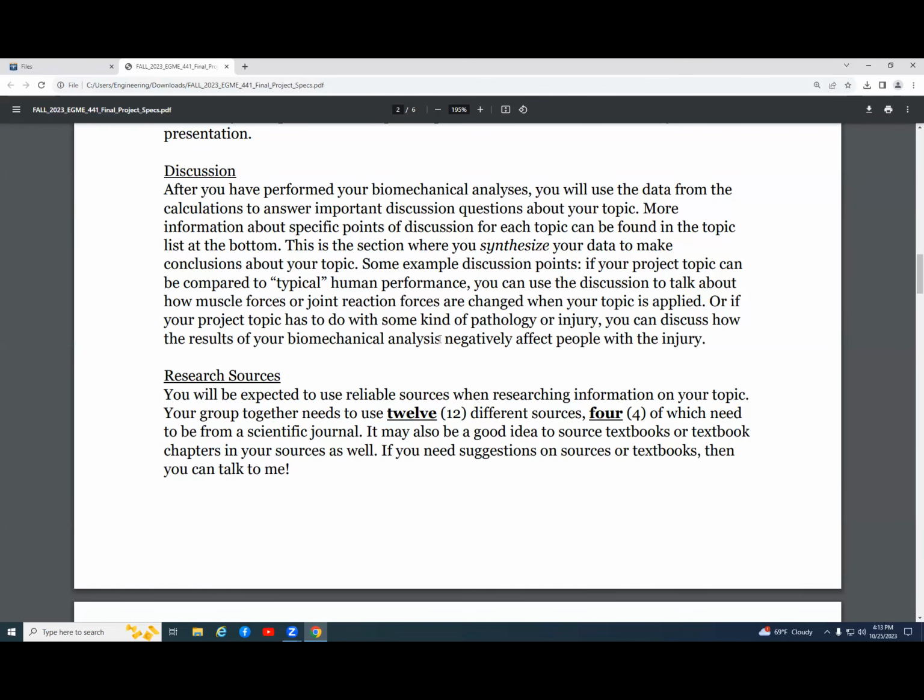You can also source textbooks as well. So textbooks are totally fine. And if you're not sure about a source, about its legitimacy, you can run it by me, and we can see if it's legit or not. Okay, so that's a summary of all the requirements. Any questions on this so far?